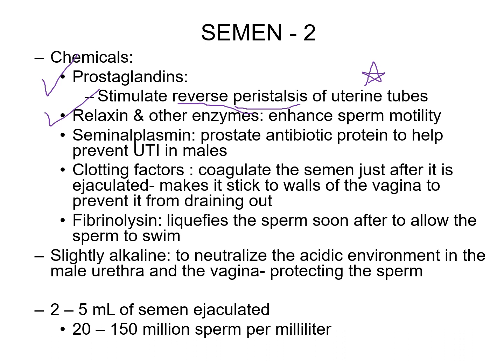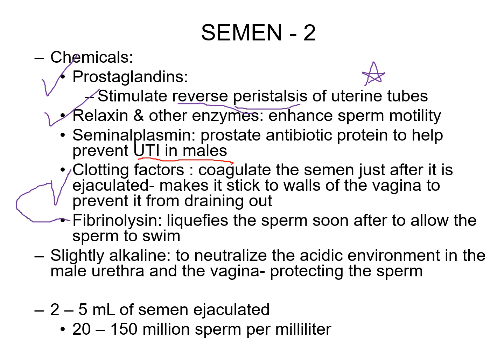We have something called seminoplasmin, which is an antibiotic to help prevent UTIs in males. Remember that urine and semen are both going through the same tube, so we want to make sure that we're not getting any infections in there. And also, we mentioned some of those prostate enzymes also making sure that the female doesn't get an infection as well. We talked about the clotting factors, right? After about 15 to 30 minutes, that clot starts breaking down so the sperm can start to swim.